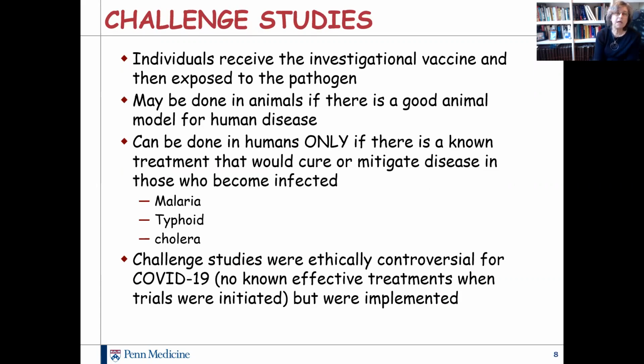Another type of study that is sometimes done with vaccines is a challenge study, where an individual receives the investigational vaccine and then they're exposed to the pathogen. This can be done in animals if there's a good animal model for human disease. It can be done in humans only if there's a known treatment that would cure or mitigate disease in those who become infected. And challenge studies have been done in malaria, typhoid, cholera.